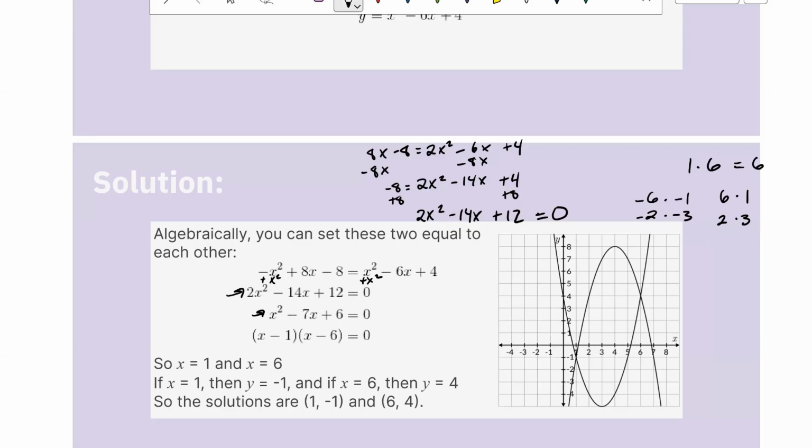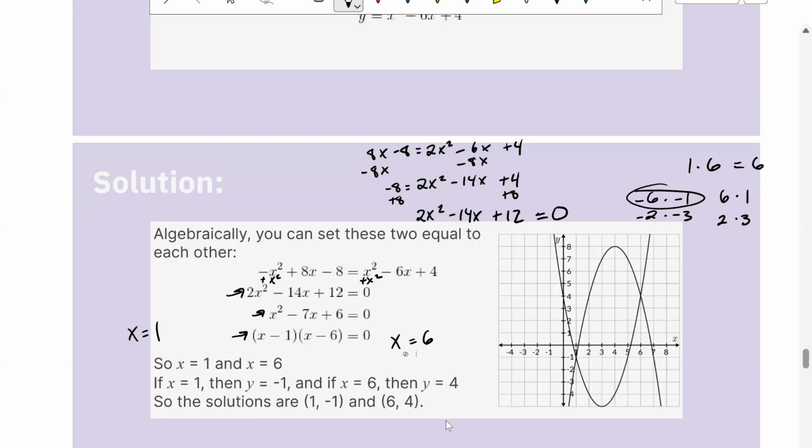-7, if we add these factor pairs, is -6 and -1. And so we can write it in factored form like that. Once we get the factored form, we solve for what x equals. We just get x minus 1 is 0, and that means x equals 1. And x minus 6 equals 0. Just add 6 to both sides. x would be 6 there.